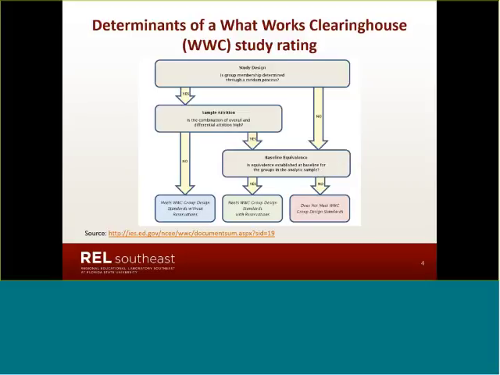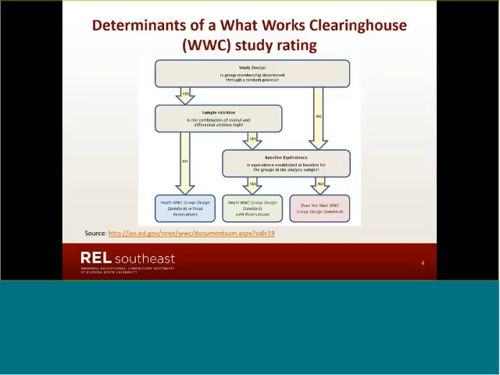And the clearinghouse focus is on two measures of attrition. One is the extent of overall attrition, that's in the pooled treatment and control group sample when they're combined together, and the other is the difference between the attrition between the two study groups, the treatment and control groups.